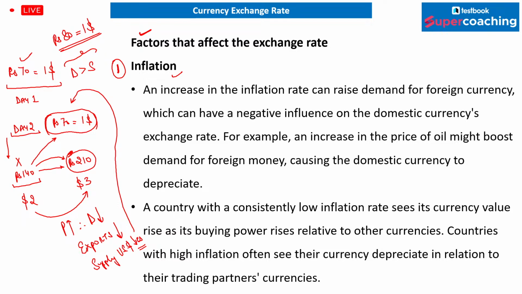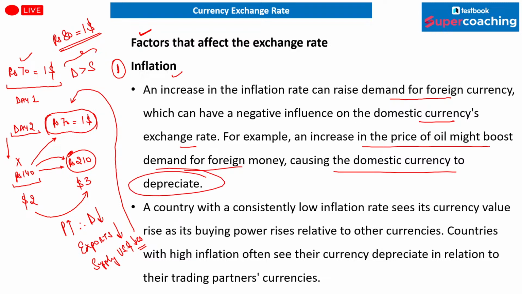Is it clear now? Is it clear, everyone? So an increase in inflation rate can raise the demand for foreign currency, which can have a negative influence on the domestic currency exchange rate. For example, an increase in the price of oil might boost the demand for foreign money, causing the domestic currency to depreciate.